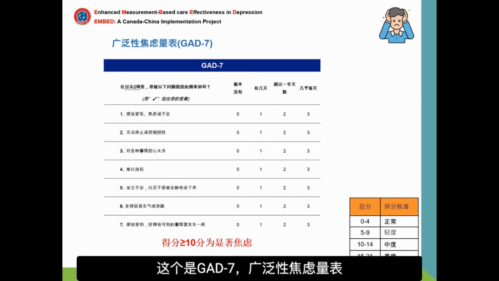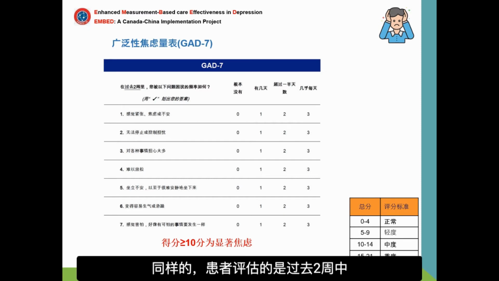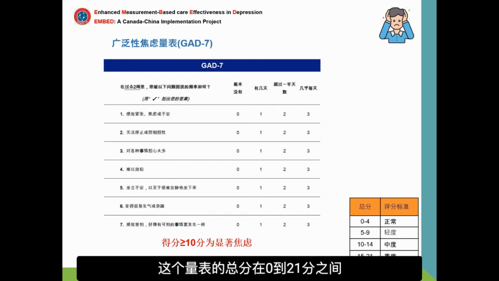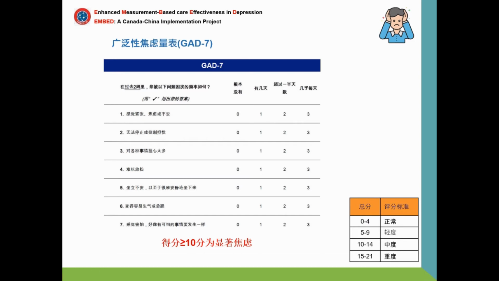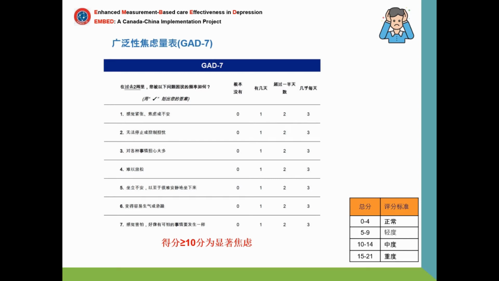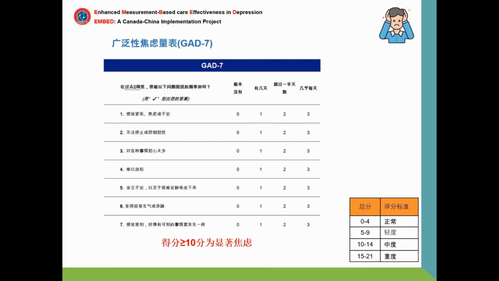Here is the GAD-7, the Generalized Anxiety Disorder Scale, and it's a 7-item scale very similar to the PHQ-9, measuring 7 symptoms of anxiety. Again, patients rate how many days of the week that they have their anxiety. And the total score on this scale ranges from 0 to 21. The higher the score, the more anxious the patient is. And again, on this scale, a score of 10 or higher indicates significant anxiety.